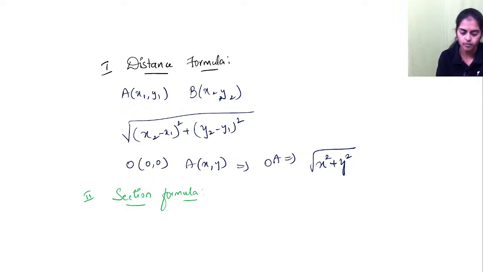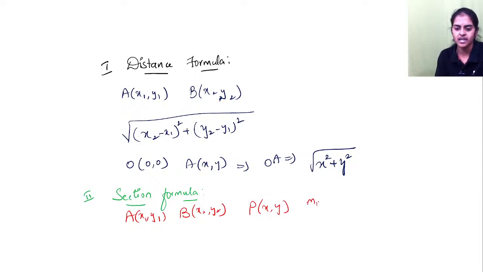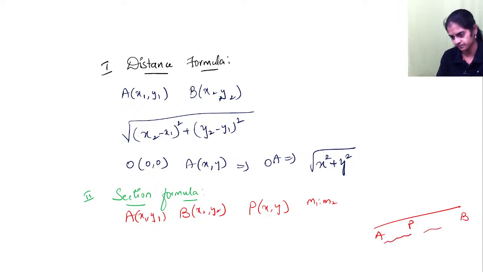What is the meaning of section formula? Suppose I have a point A (x1, y1) and B (x2, y2), and a point P (x, y) which is dividing AB in the ratio m1 is to m2. So this is A, this is B, and this is P, which is dividing AB in the ratio m1 is to m2. Here you can find the point of division. P is called the point of division.